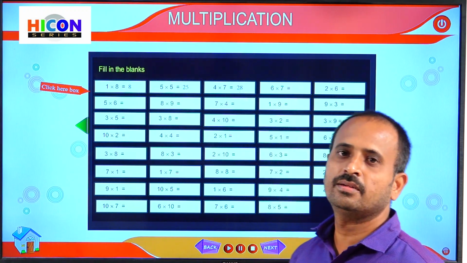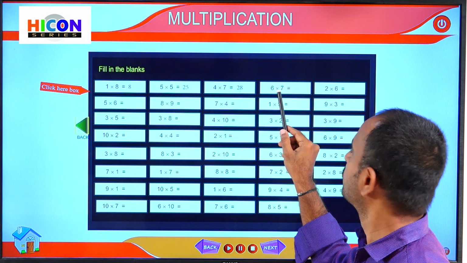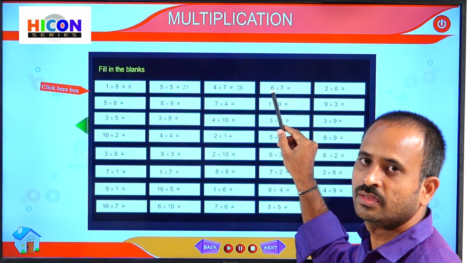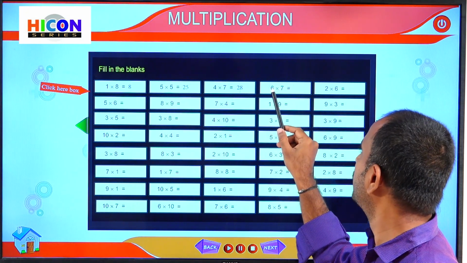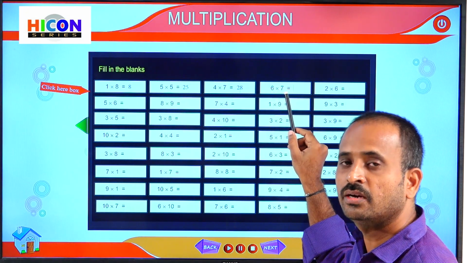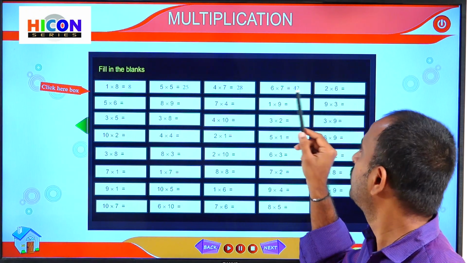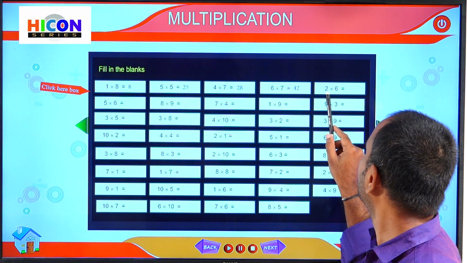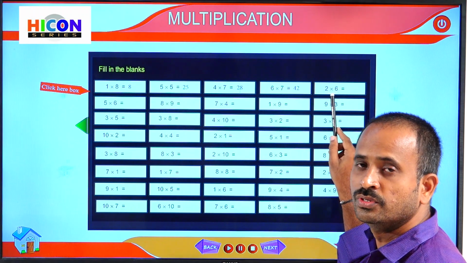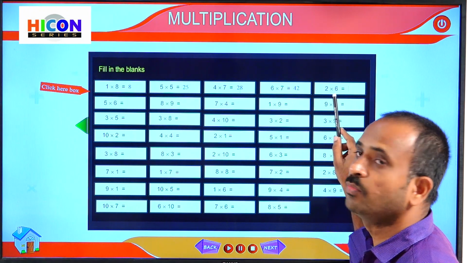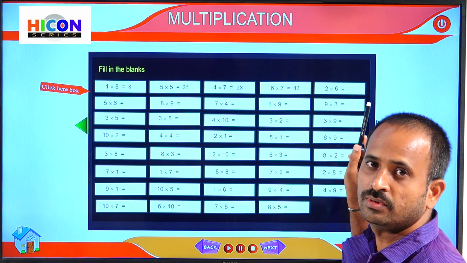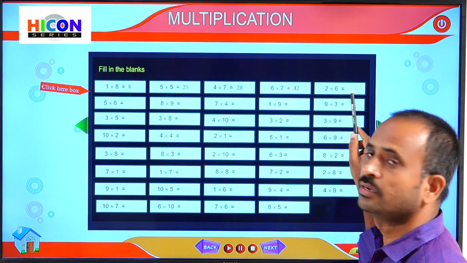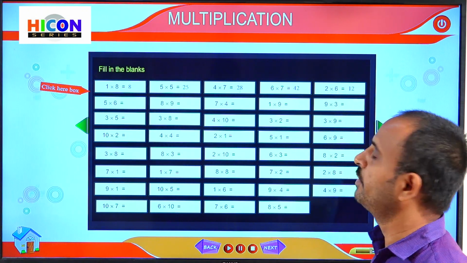So write 28. Next, 6 into 7, that is 6 7 jar. So this is the table 6 or the table 7. 6 7 jar, children, how much? 6 7 jar 42. So the answer is 42. Next, children, see the next one. 2 into 6, that is 2 6 jar. This is the table of 6, the 6th table. In the 6th table, 2 6 jar how much? 2 6 jar 12. So write 12 here.